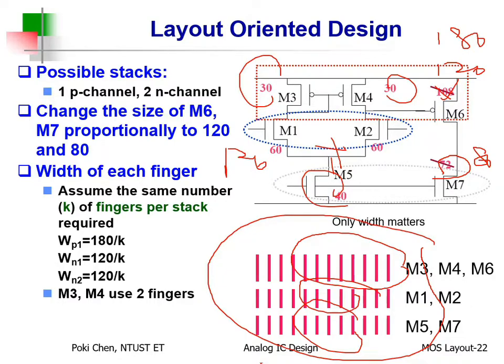If you have the same number of fingers, then from the left to the right, they will occupy about the same area to make the overall layout as close to square or rectangle as possible. That's it. Okay? To make the layout more square, we hope each stack has the same width, which means the number of fingers should be exactly the same. Okay, that's it. So it means what?